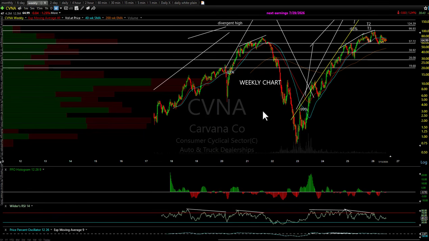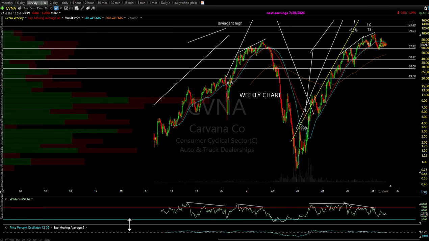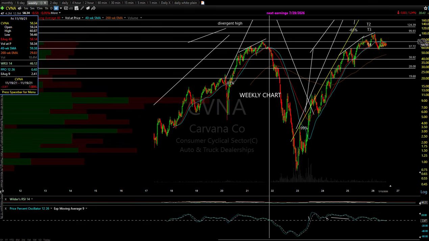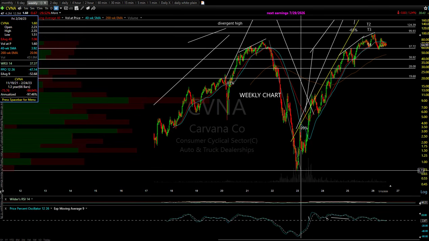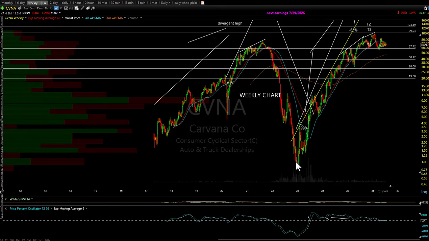We had divergence here back then at that time. Let me move that PPO histogram out of the way. And that was about a 90-something percent drop right there, 99% drop off that divergent high. So I could easily see something similar happening again.